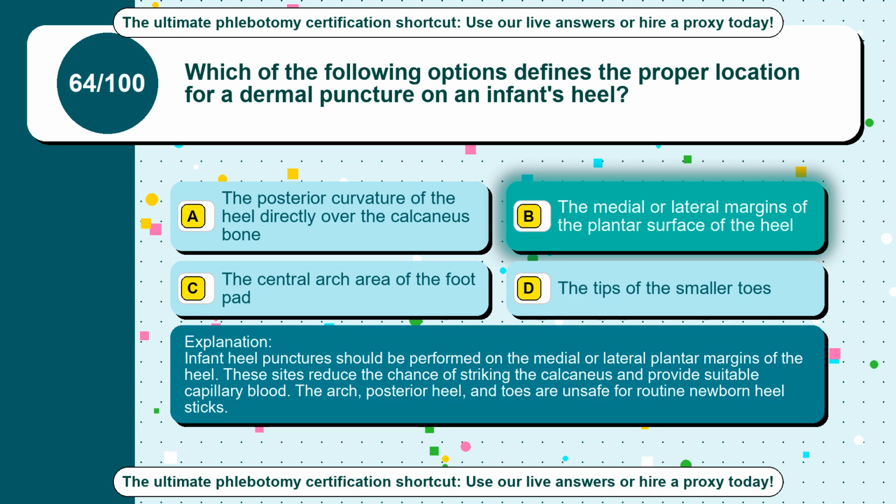Infant heel punctures should be performed on the medial or lateral plantar margins of the heel. These sites reduce the chance of striking the calcaneus and provide suitable capillary blood. The arch, posterior heel, and toes are unsafe for routine newborn heel sticks.